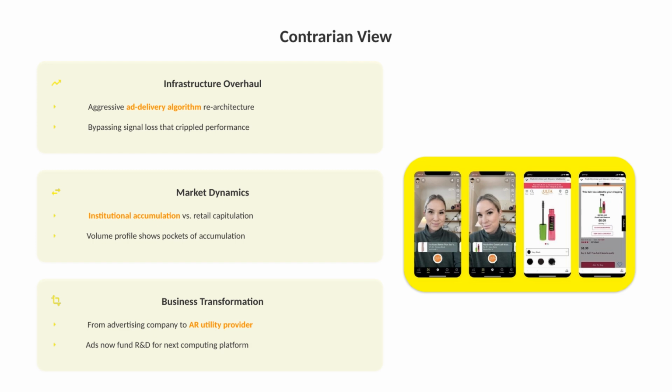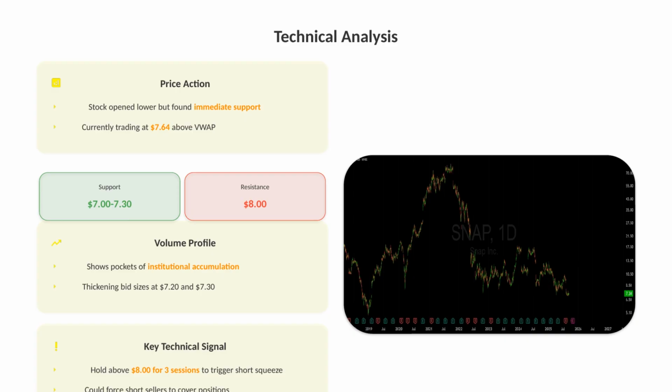Snap is currently undergoing one of the most aggressive under-the-radar infrastructure overhauls in its history, and the price action we are seeing today at the $7.64 level is not just noise, it is a battleground where institutional accumulation is colliding with retail capitulation. While the average investor on Robinhood or SoFi Active Investing dashboard might see this 3.60% bump as a random fluctuation, the order flow suggests something far more systemic is bubbling beneath the surface, specifically related to how the company is quietly re-architecting its ad delivery algorithms to bypass the signal loss that crippled them years ago.